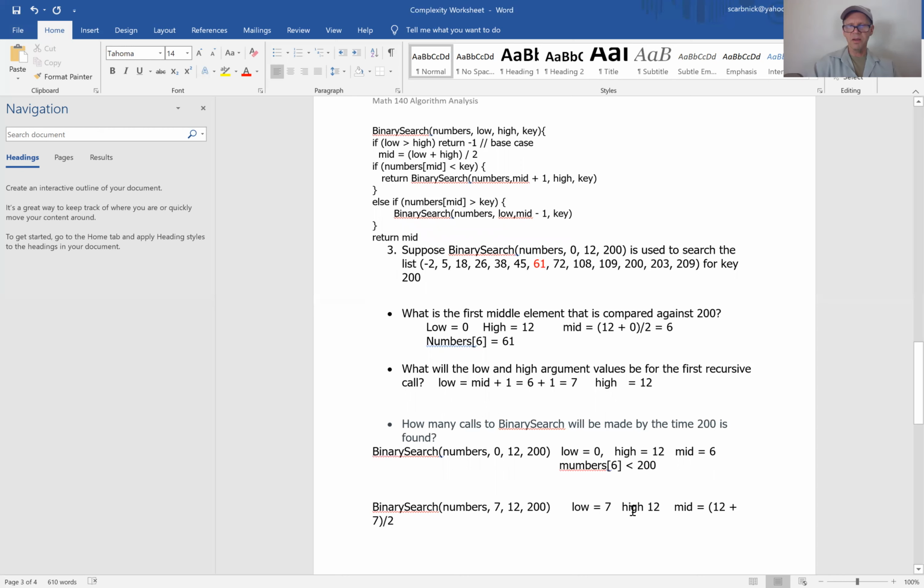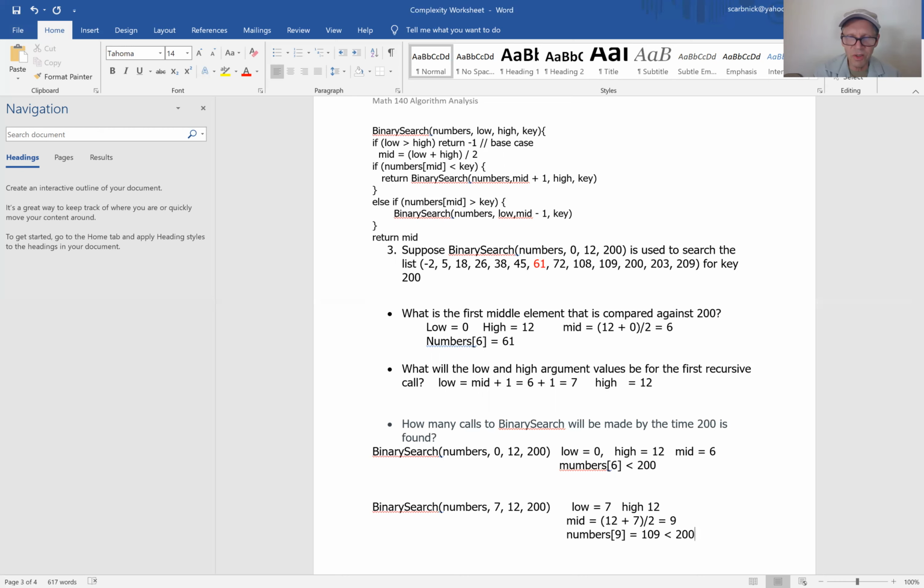that's 19 divided by 2, so that's 9. And then, okay, so what's at position 9? I think it's 109. Okay, so numbers of 9, which is 109, is less than 200. So 200 is greater than 109, which means that 200 is greater than everything from 7 to 9.